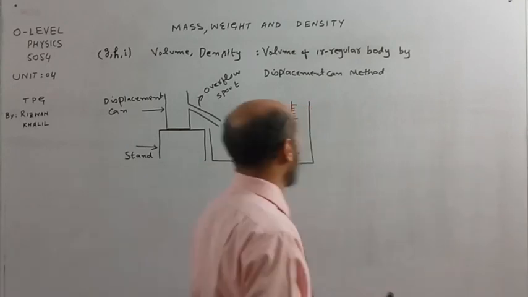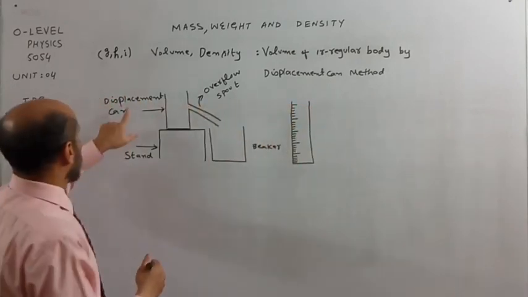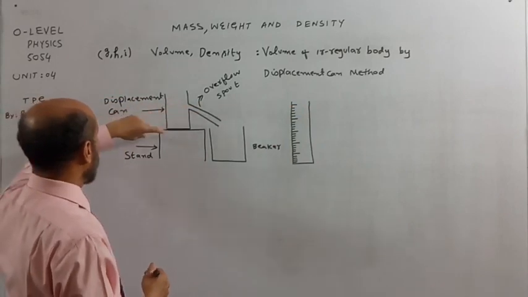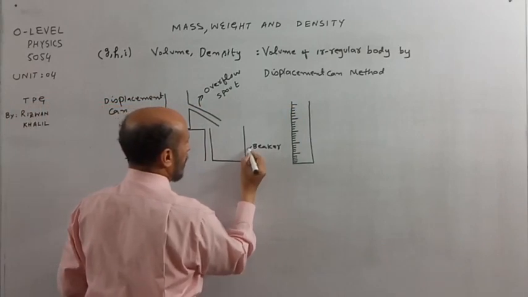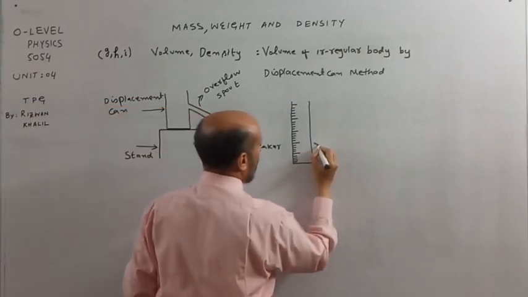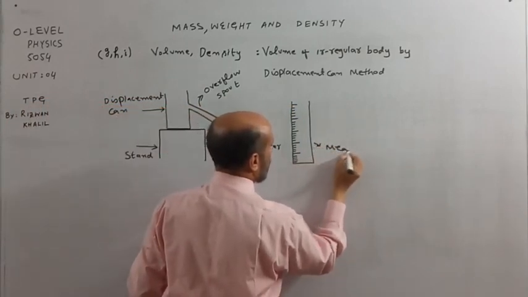Now what we will do, first of all, this is the displacement can, it is placed on the stand, this is the beaker, and this is the measuring cylinder.